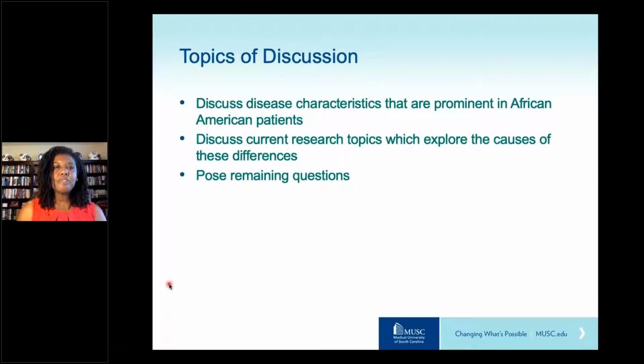So our outline for our discussion today will include a discussion about the disease characteristics that are prominent in African American patients. We will also discuss current research topics which explore the causes of these differences and pose any remaining questions that will help us to get at a better answer as to why these disparities take place.